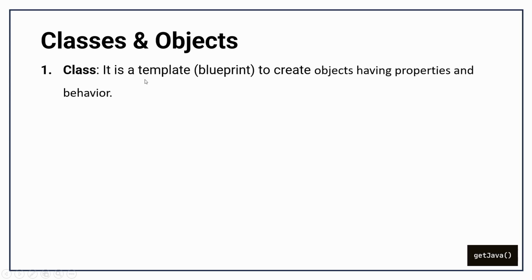So what is a class? It is kind of a template or a blueprint which is used to make an object. And what is an object? An object is an instance of class. So what does it mean? Let's understand this with the help of an image.